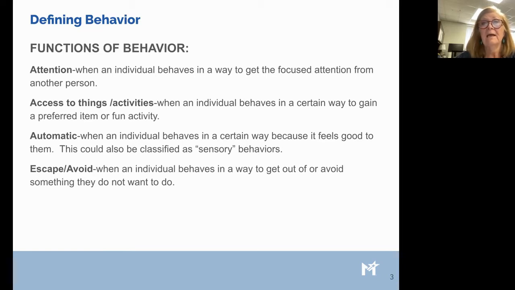Automatic is typically sensory behaviors, and that's when they behave a certain way that feels good to them. I always think of a toddler who sucks their thumb. That feels good, comforts them. So those are classified as sensory behaviors. And then last but not least are escape and avoidance, when an individual behaves in a way to avoid something they do not want to do. So once we determine the functions of the behavior, then we can start developing that plan that is successful for both the child and the parent.